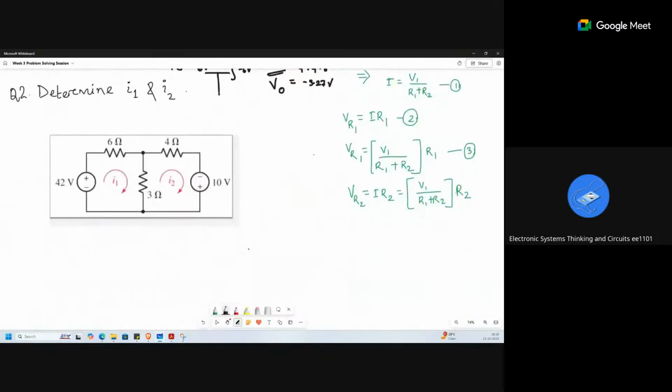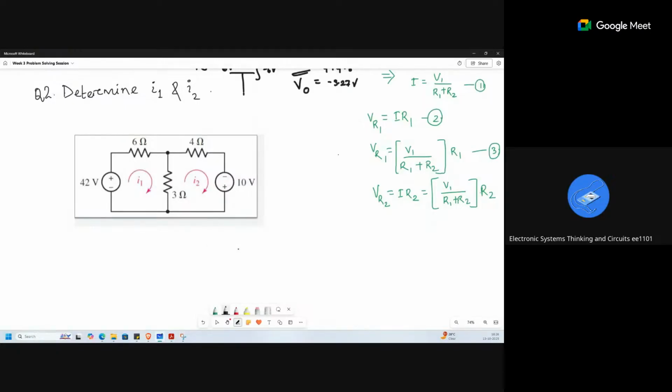Okay. So the next question, this question I had given you as homework. Who has done this? Can you tell me? I have given this as homework. Has anyone solved it? If not, then solve it right now and tell me what is the value of I1 and I2. Okay, ma'am, just solving.